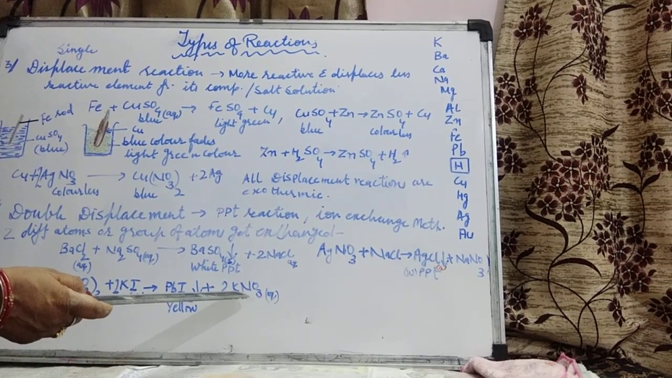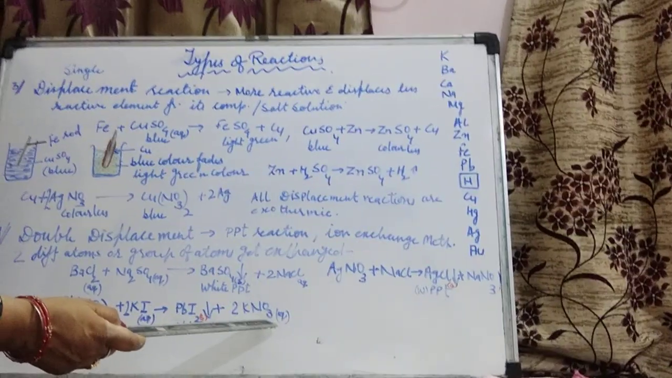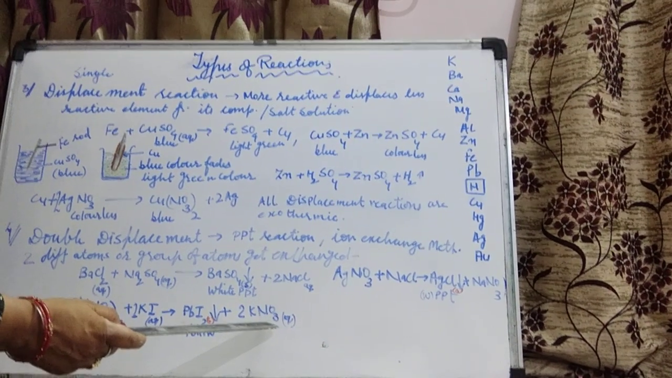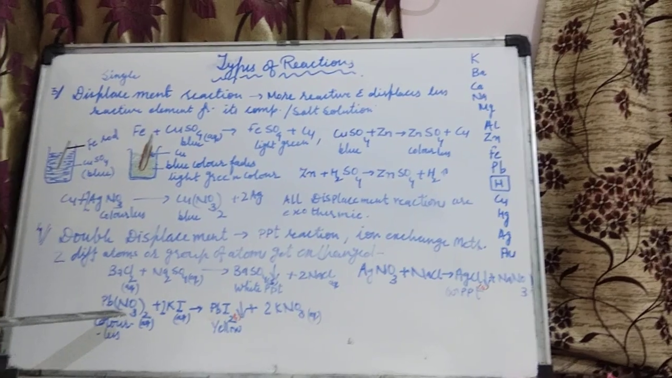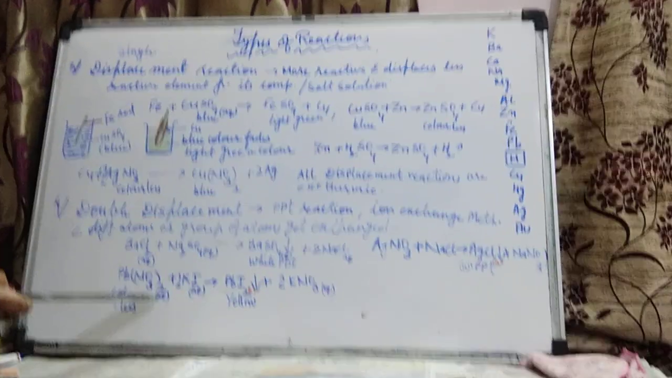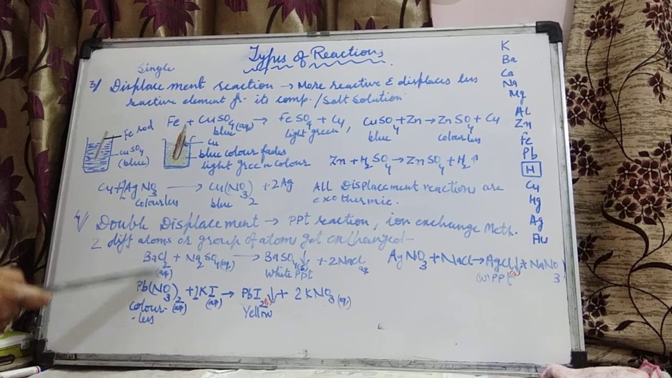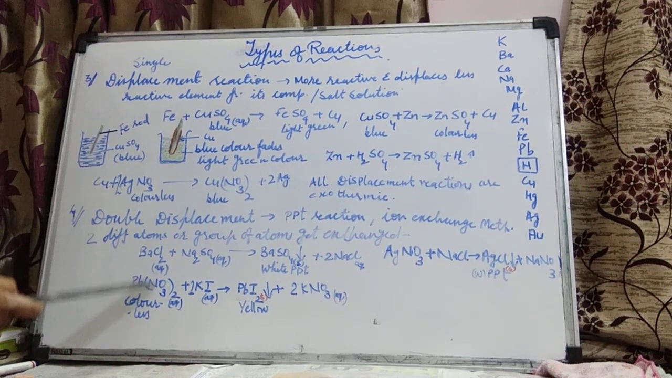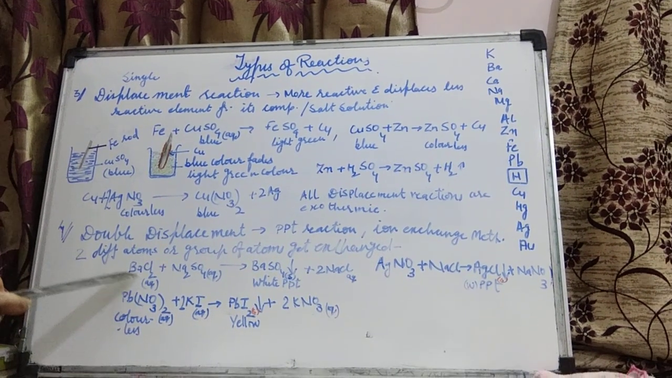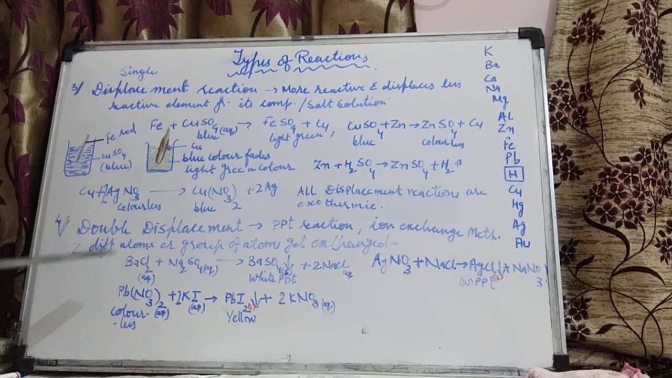What are we getting? Potassium nitrate here in this reaction. So this is one more example of double displacement reaction. Especially these two are very important examples, students. Is it clear, students? Double displacement reaction.